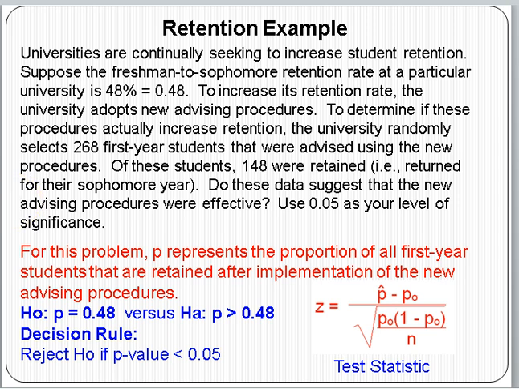Okay, so I thought I'd come back to a couple examples. We've spoken about these, I know, in class somewhat, but first one is retention. We'll do this the old-fashioned way. We'll do it by hand. Universities are continually seeking to increase student retention. Suppose at a particular institution, the freshman to sophomore retention rate is 48%.